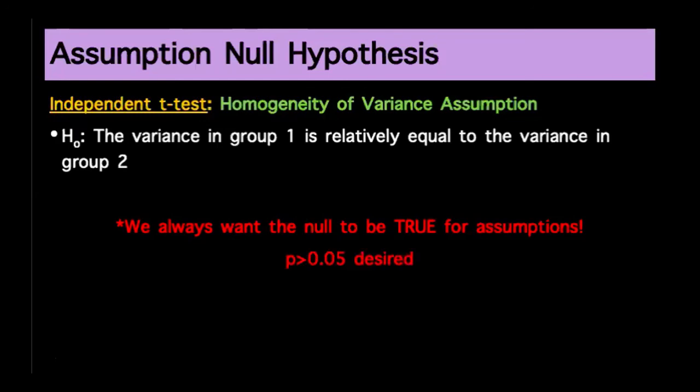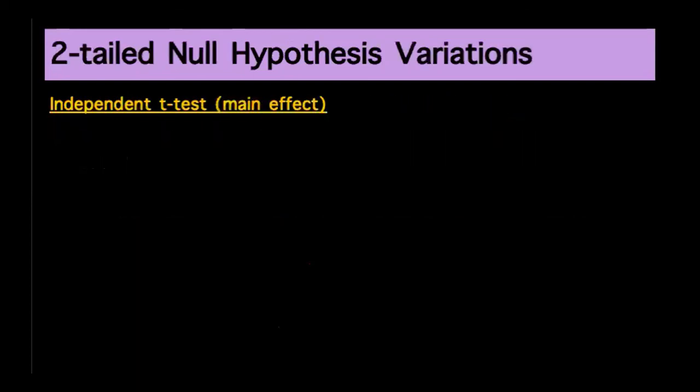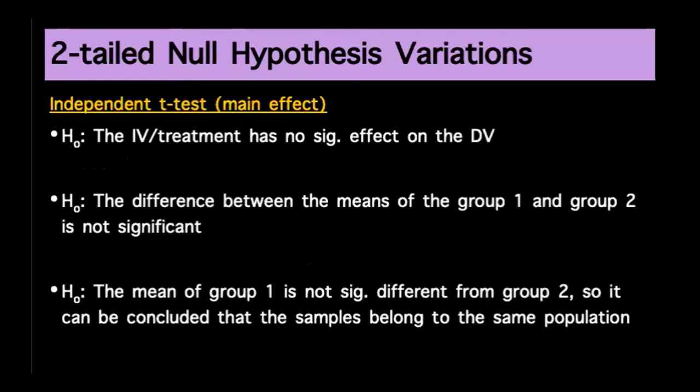All right. So a p-value greater than 0.05 is desired, right? And then, as I said, if not, we have a correction factor that's applied by the software. Okay. So this is, again, for the assumption. When we look at the null hypothesis for the main effect, this is where we're relating our independent and dependent variables again. So basically, these different variations are going to be exactly the same as a single sample t-test. The only difference is now we're comparing two samples that we've collected instead of a sample and a population mean.